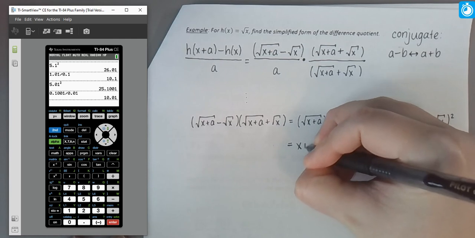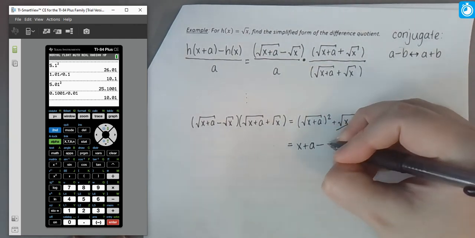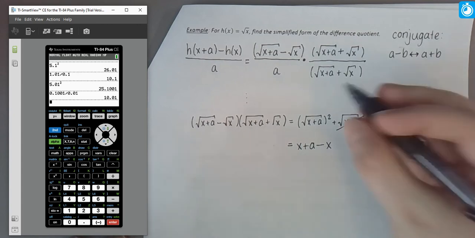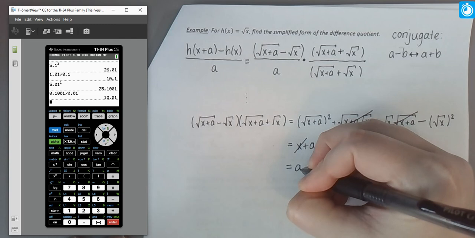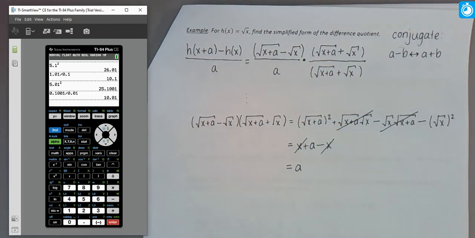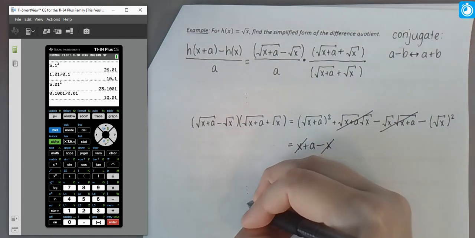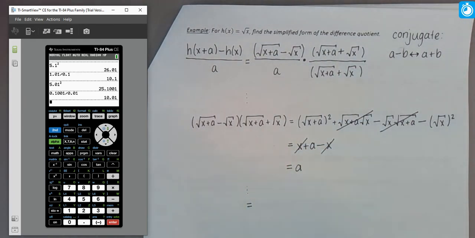So that means we're left with an x plus a from that first term minus an x from that additional term. Well, what happens here though? We have an x minus an x, so those also go away, and we're just left with a. So believe it or not, all that multiplication in the numerator just comes out to a. So now, let's go back down here. Let's pick back up where we were. So our numerator, all of that simplifies just to a.